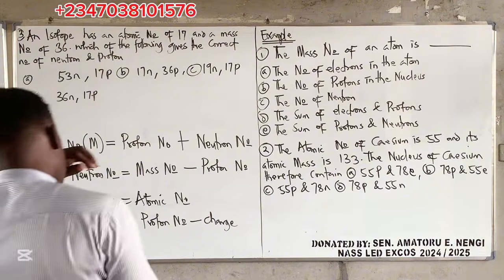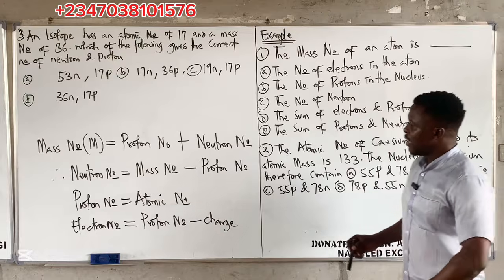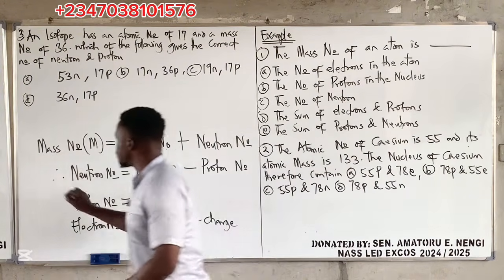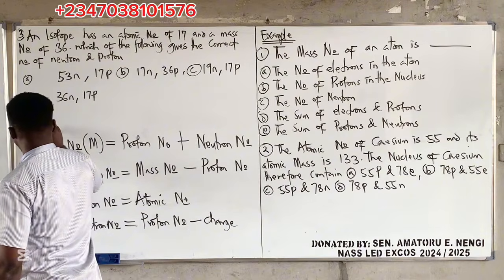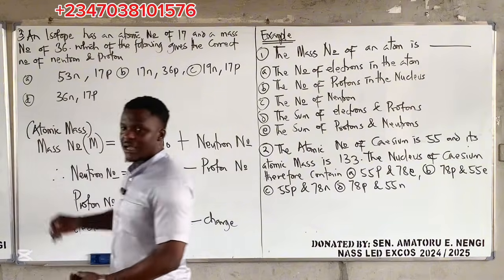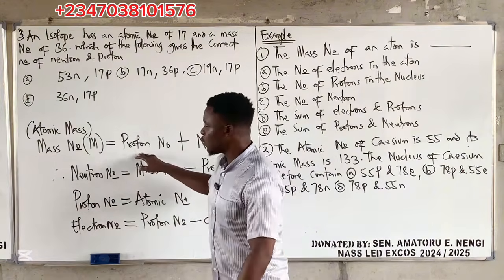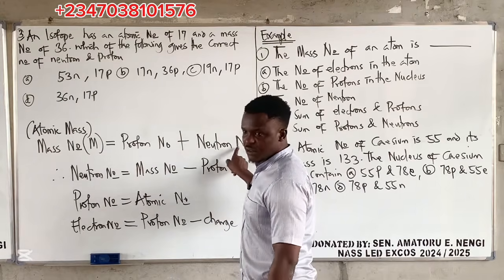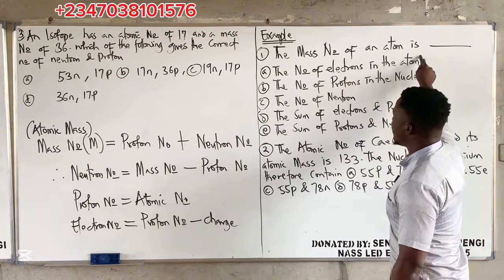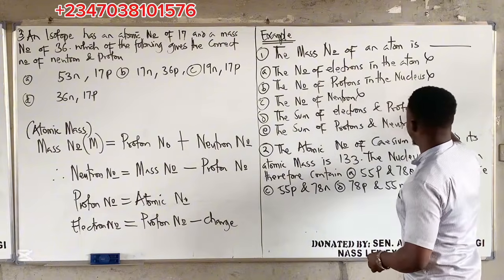So we have examples here to actually check out what we have done. Now, mass number of an atom. Please note that mass number is same thing as what? Atomic mass. Mass number of an atom is same thing as atomic mass. So mass number is always equal to proton number plus the what? Neutron number. Is it not so? Now let's look at this question. They said the mass number of an atom is dash. This option is wrong. This is wrong. I don't want to waste my time. The correct answer is what?